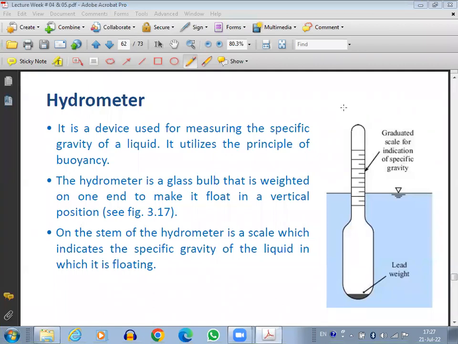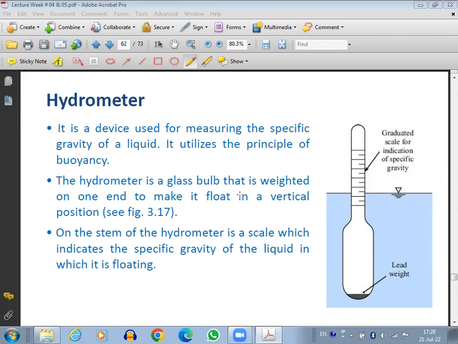Okay, now let's discuss one application of buoyancy, the hydrometer. A hydrometer is basically a device which is used to measure the specific gravity of a liquid. Its construction is similar to a thermometer, but in a thermometer you have a small bulb. Here the bulb is slightly bigger than the stem. How does a thermometer look? You have a small bulb and then a stem, and the stem is calibrated, so you can see the temperature. Here you have a slightly bigger bulb, and then a stem, and the stem is calibrated.